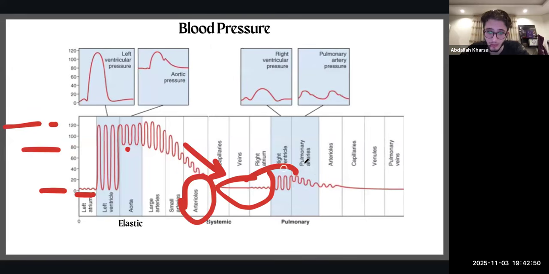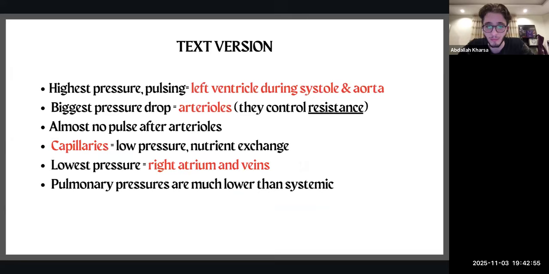This is simple because there is a smaller amount of blood flowing. I do want you to remember this, that the pulmonary has a lower pressure than the systemic. Is this clear to you guys?